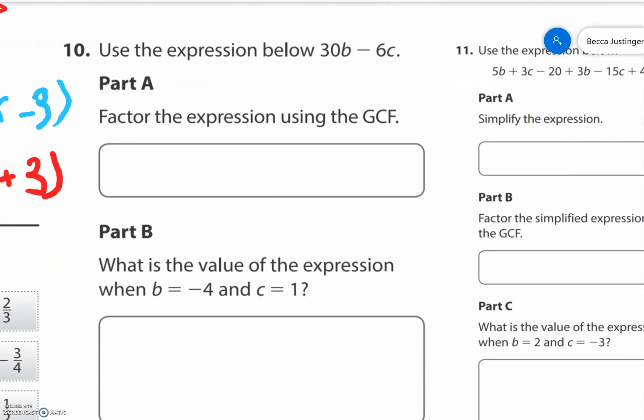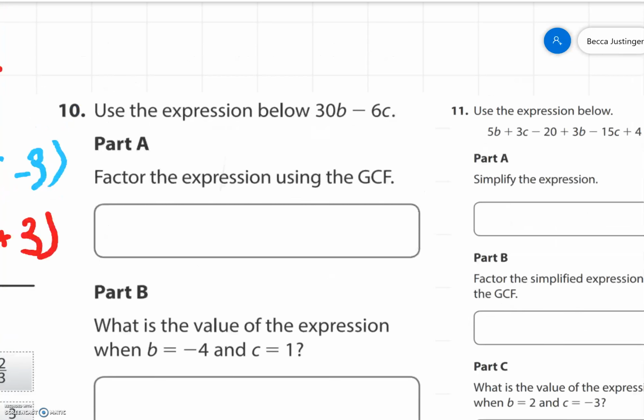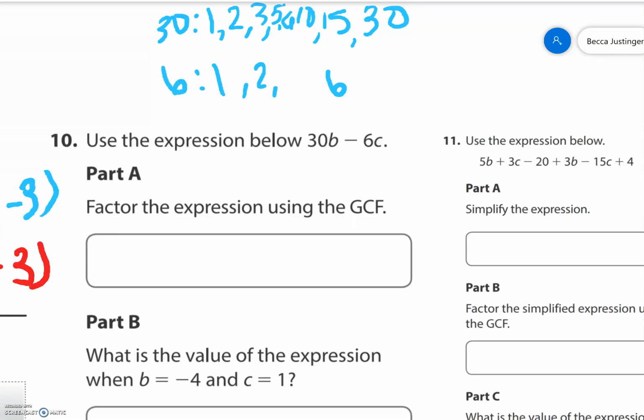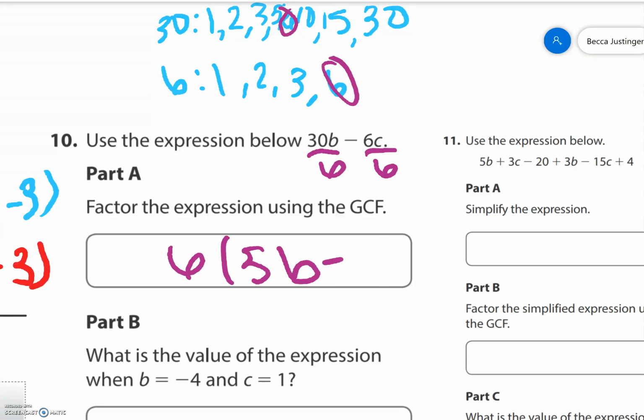All right, number 10. Use the expression below, 30b minus 6c. Factor the expression using the GCF. So I want to find the factors of 30 and 6. 30 is 1 and 30, 2 and 15, 3 and 10, 4 doesn't go in, but 5 and 6. And then 6 is 1 and 6, 2 and 3. So our GCF is 6. So we're going to divide out a 6. Remember, the 6 doesn't disappear, it goes on the outside. 6 times (5b minus c). Remember, you can always check your work by distributing if you'd like.